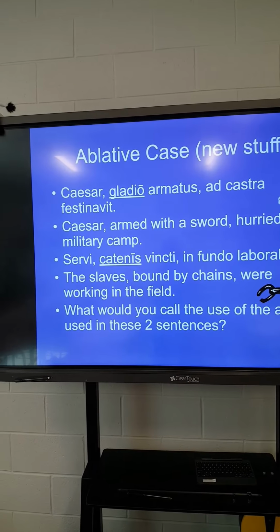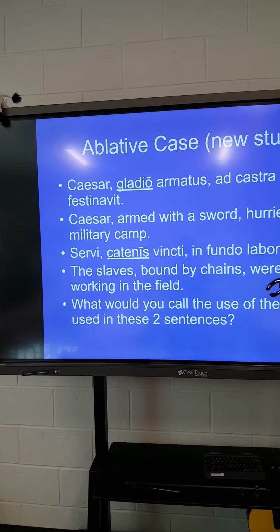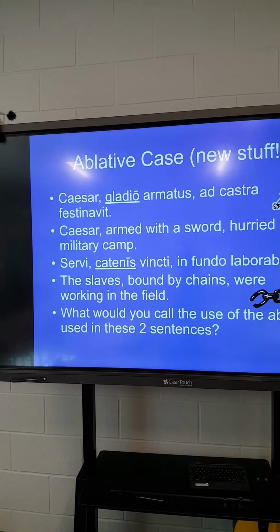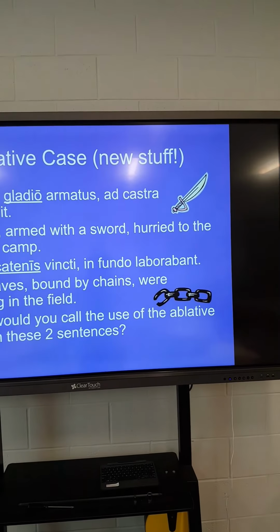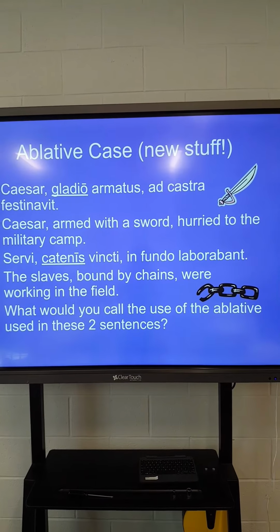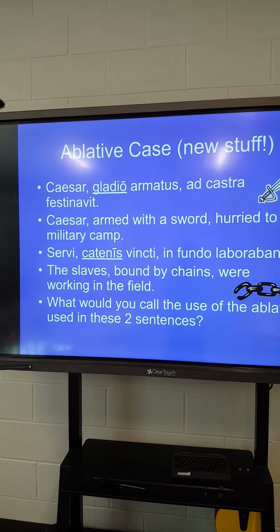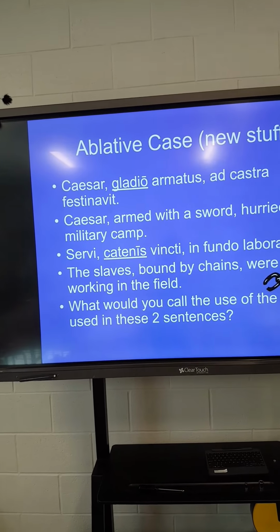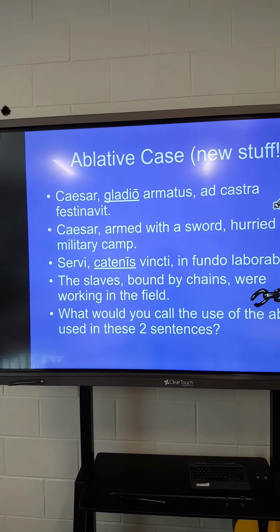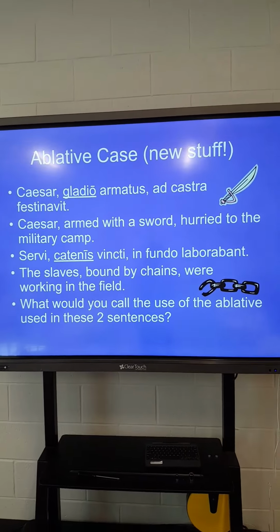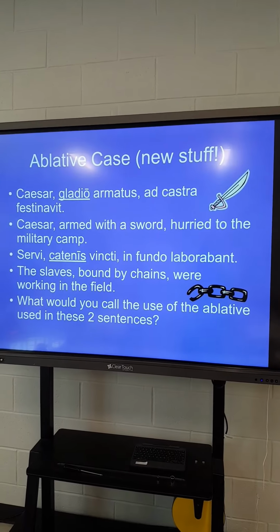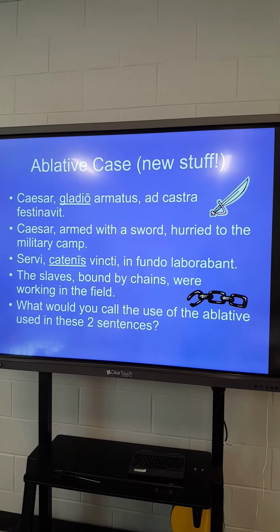Okay? The next one, servi, the slaves, having been bound, vincti, by chains, catenis, and there's a really cute little picture of some chains over there, were working in the field. So what were the slaves tied up with? By chains. Again, that's an ablative of means. That's a tool. So by means, and by weapons, and by a sword, those are all tools, therefore they're ablative of means.